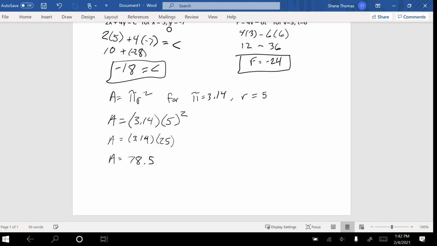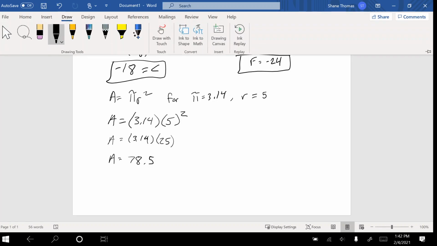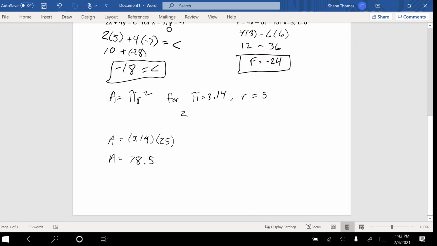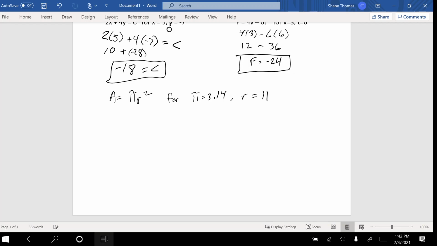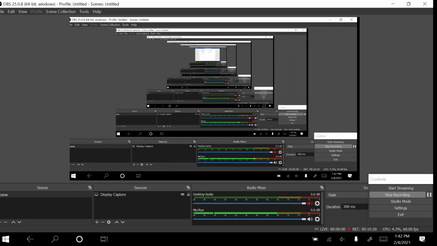78.5. That's correct. All right. Questions on that one? Okay. Same equation, but now different numbers. Radius is 11. Take a few minutes and try it.